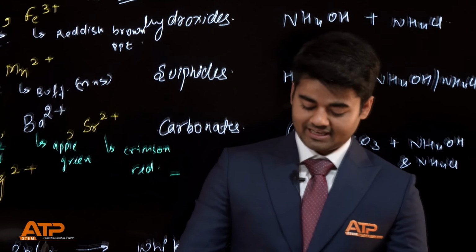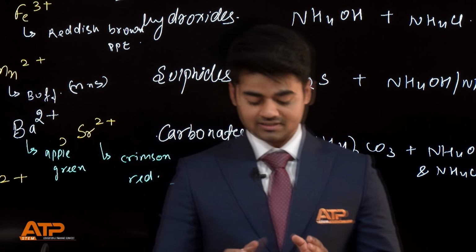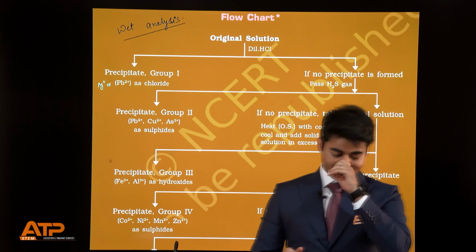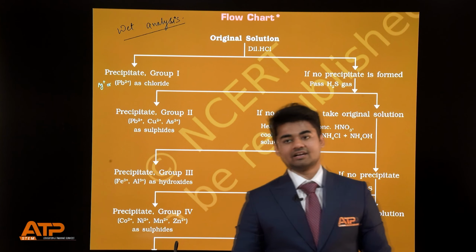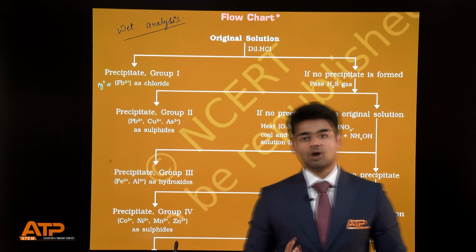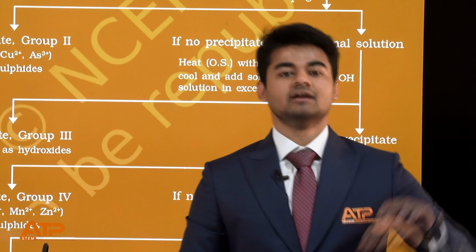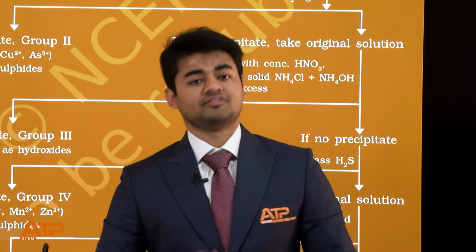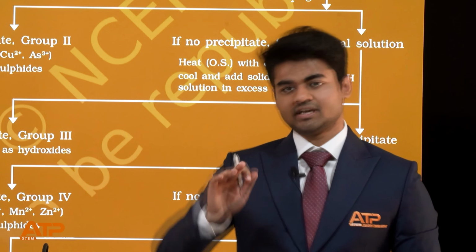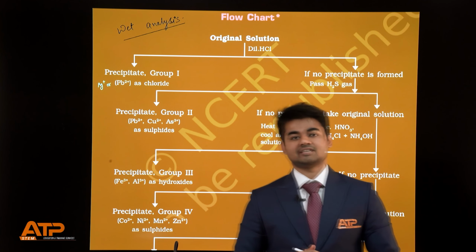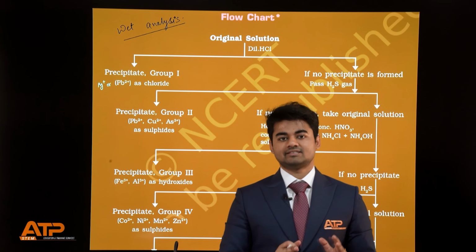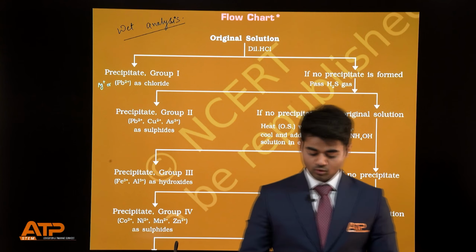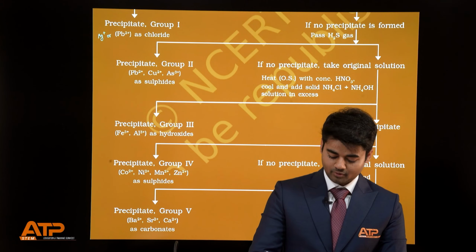So this is the analysis we have of cations in our syllabus. Now we have a flowchart of all the wet analysis we have. We started with our original solution. Group 1, we added dilute HCl. We had AgCl or PbCl2 as precipitate. If we are not getting any precipitate, we'll move to group 2. We will pass H2S gas in that HCl medium, and if we get a precipitate, that is group 2. Otherwise, we will move on and keep on doing this.